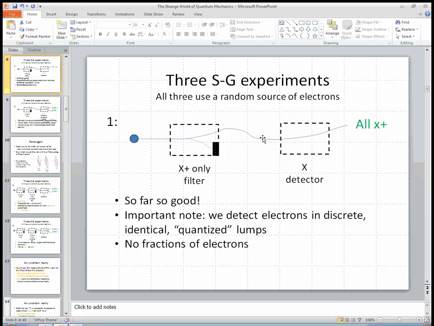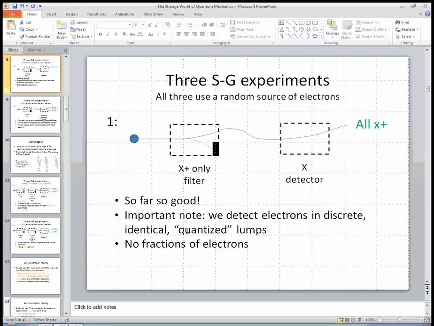So what we're trying to do is prepare a state right here. We're trying to prepare a bunch of electrons in a certain state. The goal was to prepare them in a state where if I measure X, I get plus, and I've succeeded in doing that. So far, so good. Okay. One really important thing to note here is that we detect electrons in discrete identical lumps, and quantized means just the discreteness here, the lumpy nature of it.